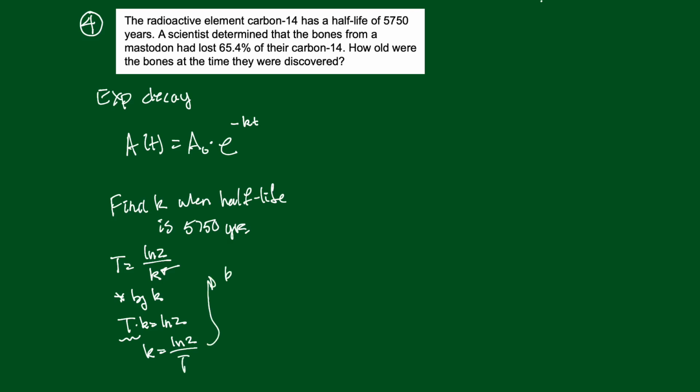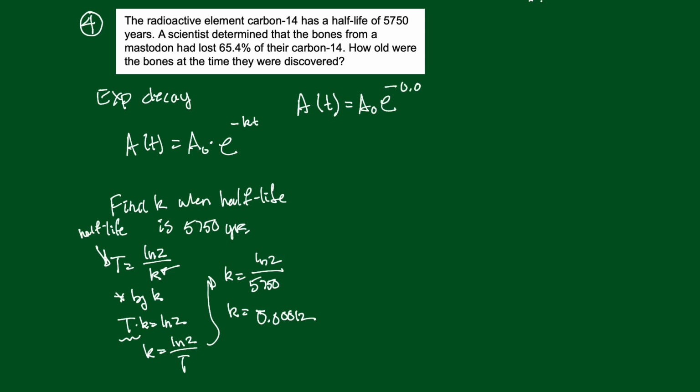Now for us, we're going to get k is equal to ln2 over 5,750. Now, when I did that on my calculator, I got 0.00012. So our formula is going to be this. The amount of that carbon-14 after t years is A naught, the original, e to the negative, because it's decay, 0.00012 t.